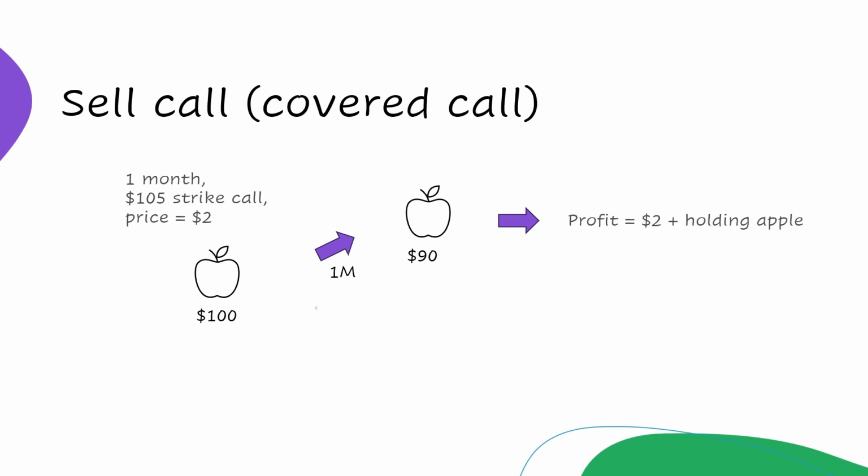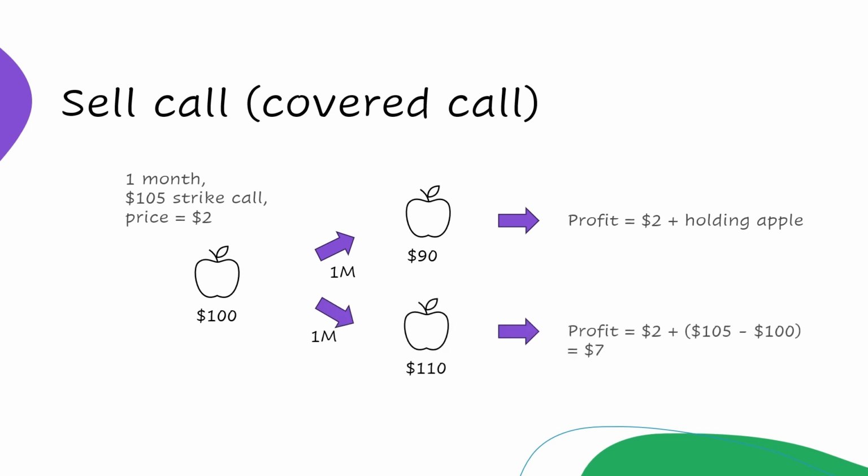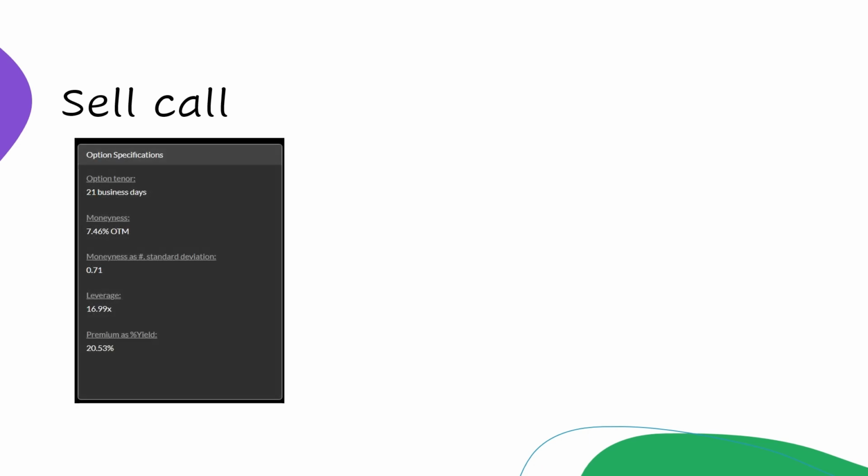If Apple goes up to $110 after 1 month, then the short call will expire in the money. The profit will be $2 of call premium plus the profit of the underlying holding getting sold at the call strike, which is 105 minus 100. Total profit will then be $7. And after the underlying gets sold at the call strike, the trader will be left with no more holdings of Apple. For selling call, in the case of both naked call and covered call, the key is to look at the option specification and check the premium as a percentage yield before entering into the trade.